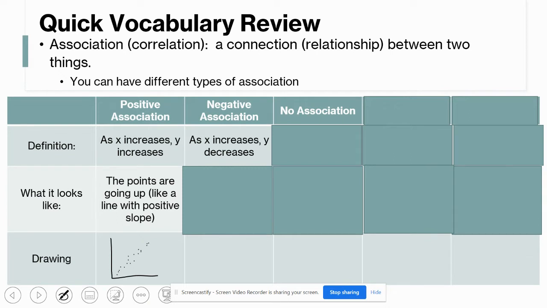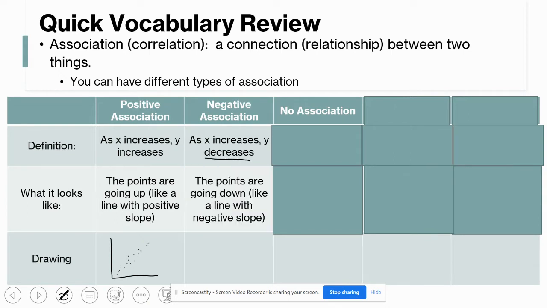So next we have our negative association. In this case, as X increases, Y decreases. And what does that look like? The points are going down, in line with a negative slope. We know these things before. So same deal. All right, and finally, we have no association, which means that there's no relationship.